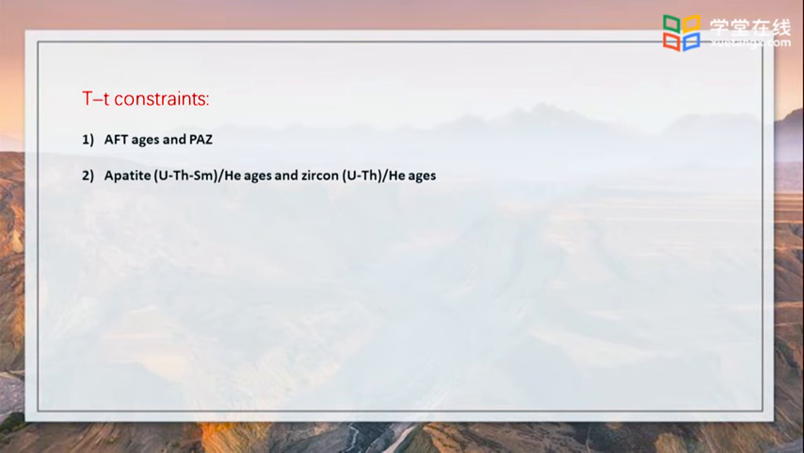Other thermochronology data such as apatite helium data and zircon helium data. Constraint of 40 to 80 centigrade with apatite helium ages plus minus about 30 million years for apatite, and 160 to 200 centigrade with zircon helium ages plus minus about 30 million years for zircon.